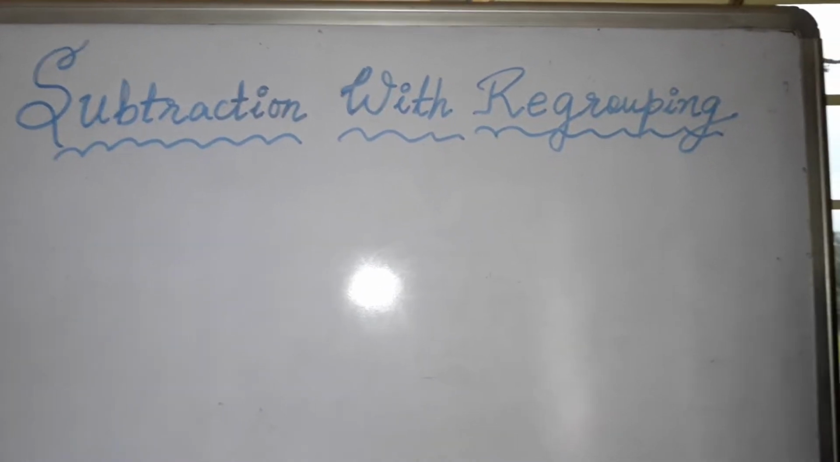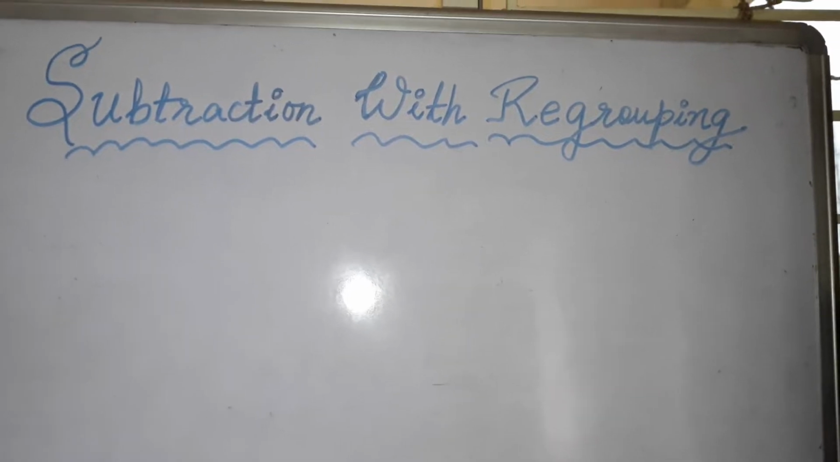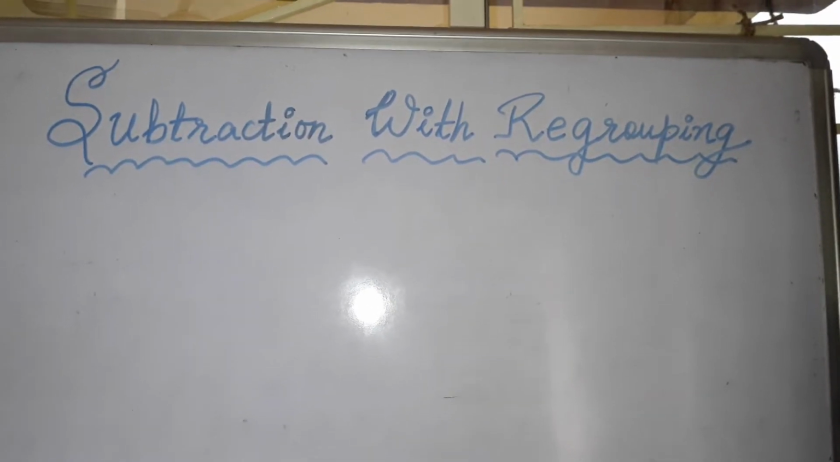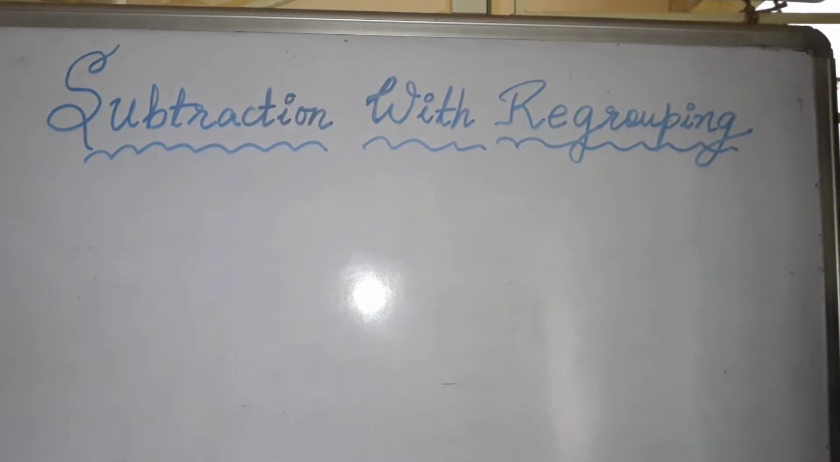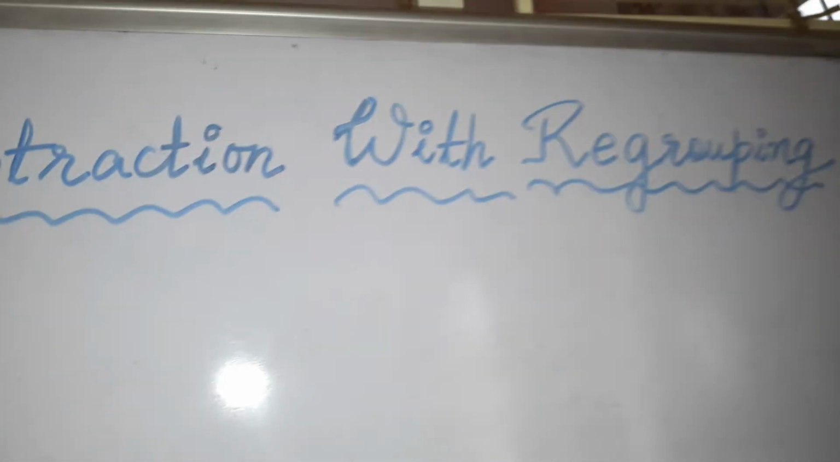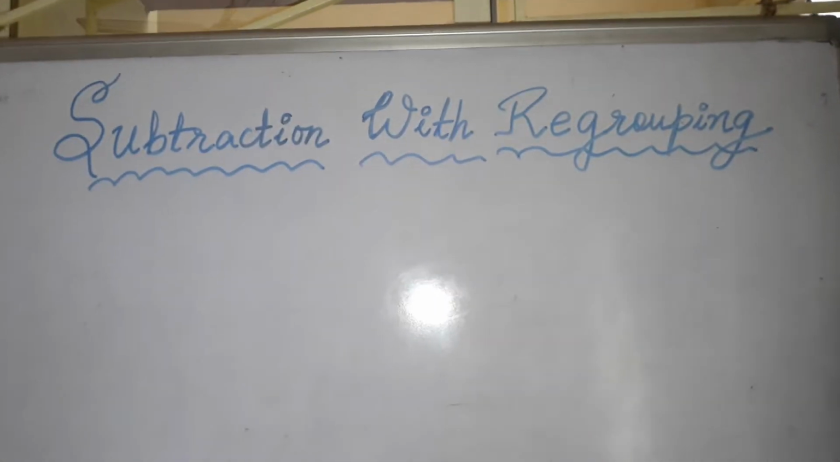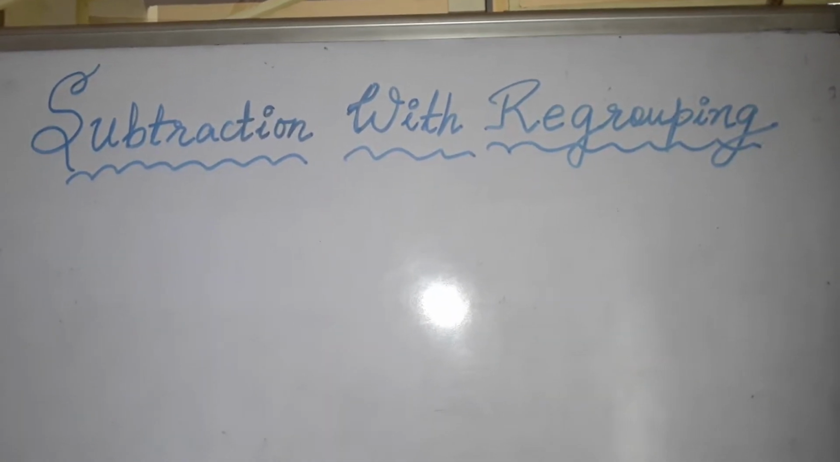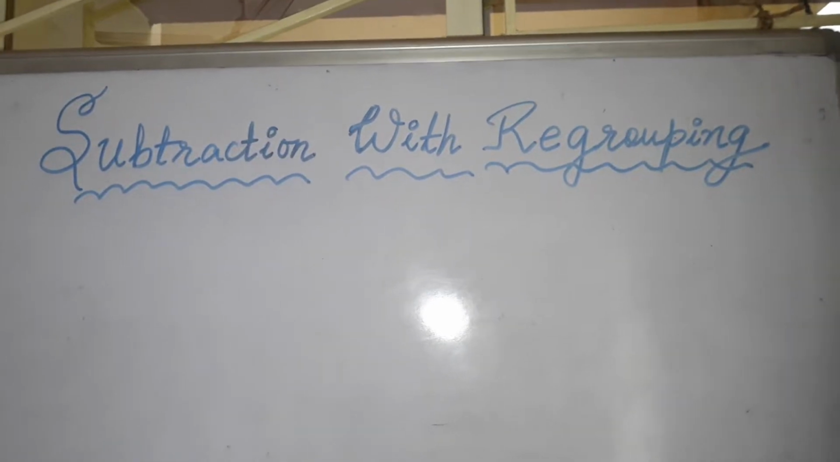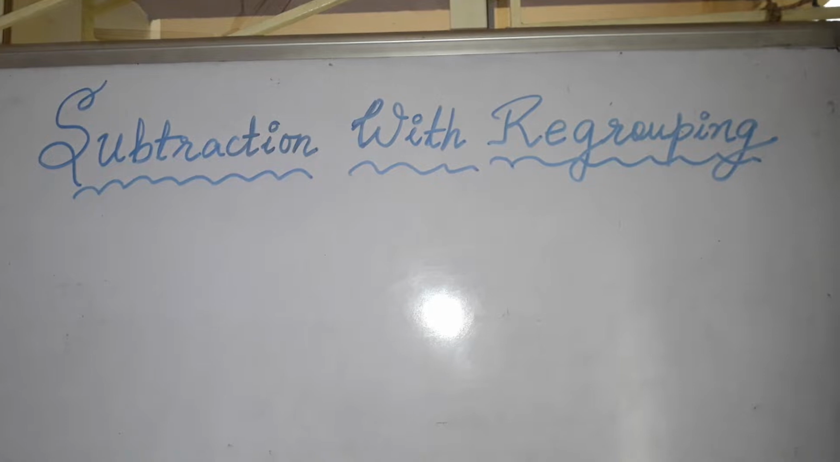Now what is regrouping? Regrouping means grouping it again, or changing from one form to the other, or converting from one group to the other. Before that, I just want to tell you that for subtraction we need two numbers. One is a bigger number, which is called the minuend, and the other is a smaller number, which is called the subtrahend.